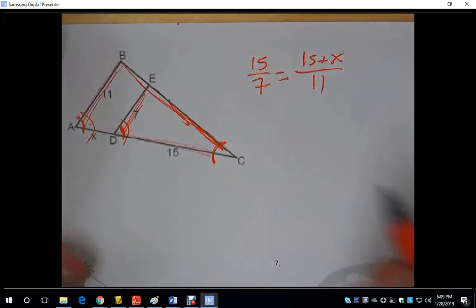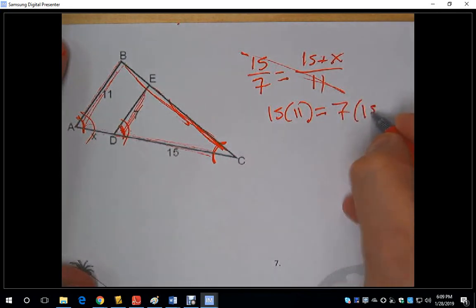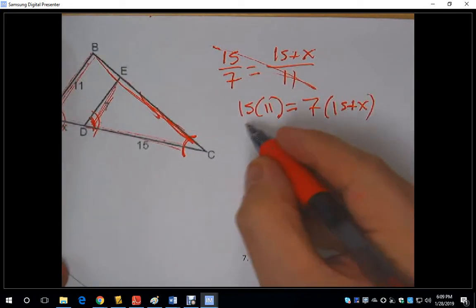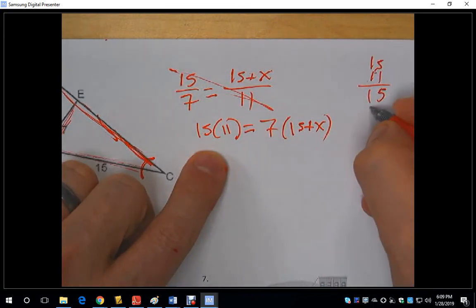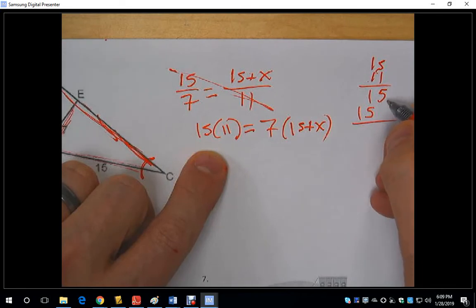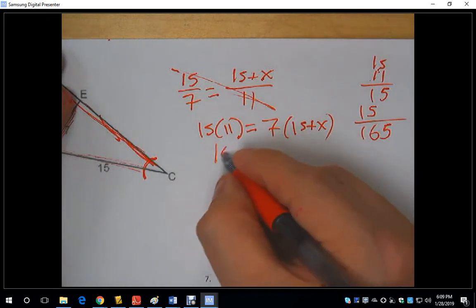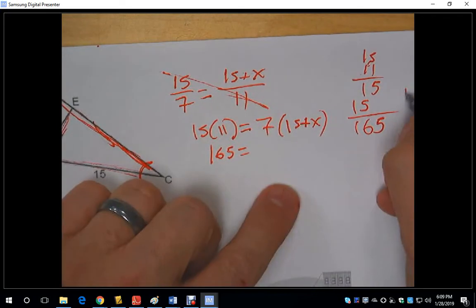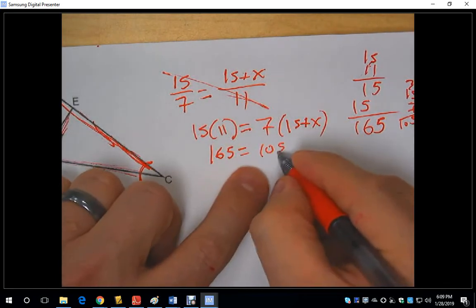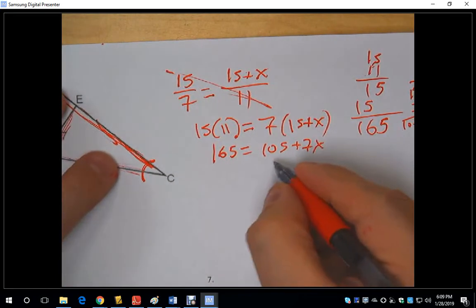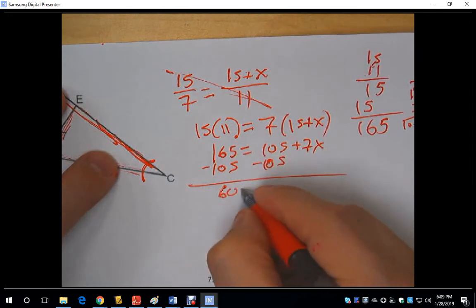Then we're going to use our cross multiplication. 15 times 11 equals 7 times 15 plus x. 15 times 11 gives me 165. So I have 165 here. That equals 105 plus 7x. I'm going to subtract the 105 from both sides. That's going to give me 60 equals 7x.